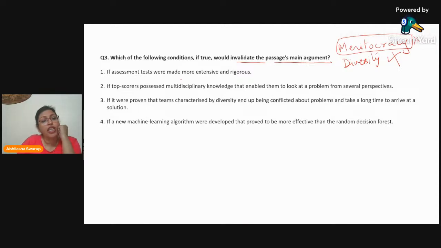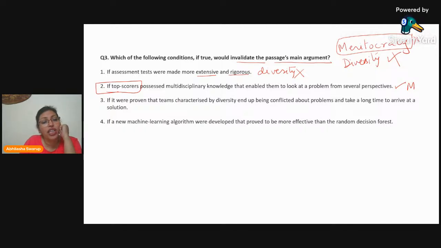If the assessment tests were made more extensive and rigorous, then there would be more diversity. So the diversity argument would not be invalidated. So eliminate. If top scorers possessed multidisciplinary knowledge that enabled them to look at the problem from several perspectives, so the meritocracy thing would work. So this supports meritocracy. So this could be an answer.